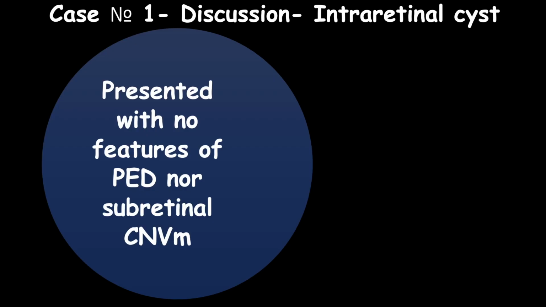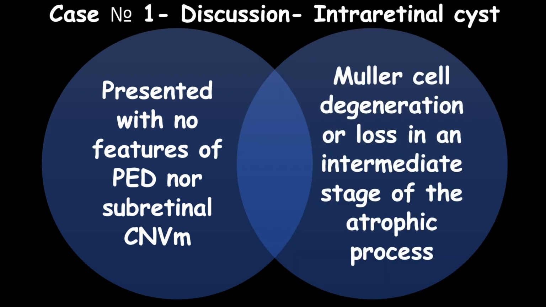The intraretinal cyst, which is located in the inner nuclear layer, is not causing macular edema, with the lack of the presence of RPE detachment or subretinal fluid, which are signs of wet AMD. Intraretinal cysts can be unique, as in this case, or multiple, and usually they are associated with geographic atrophy as a result of Müller cell degeneration or loss in the intermediate stage of the atrophic process.